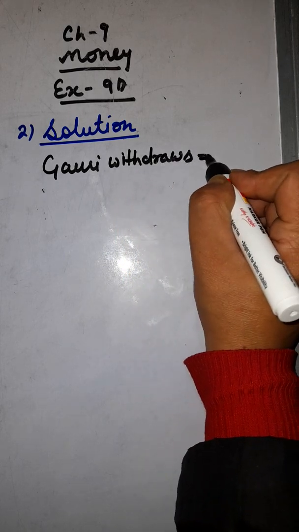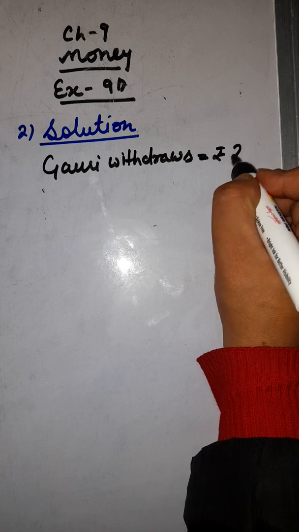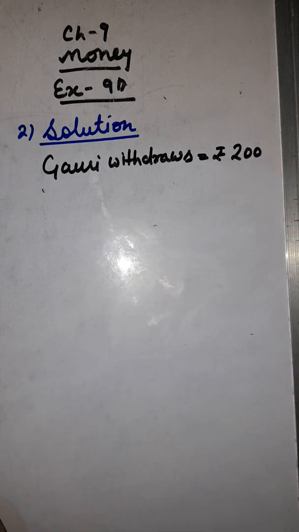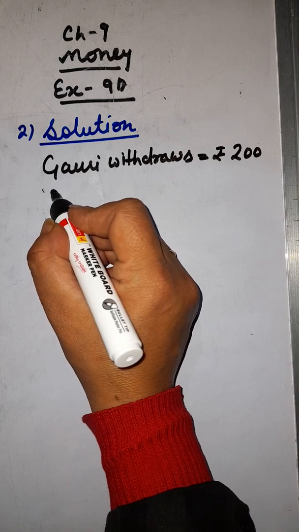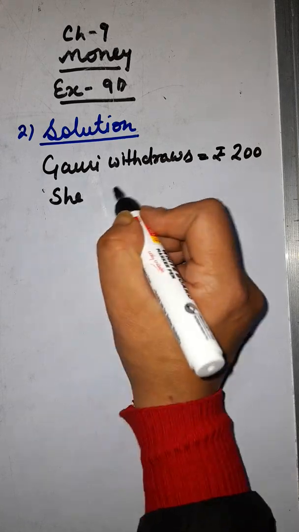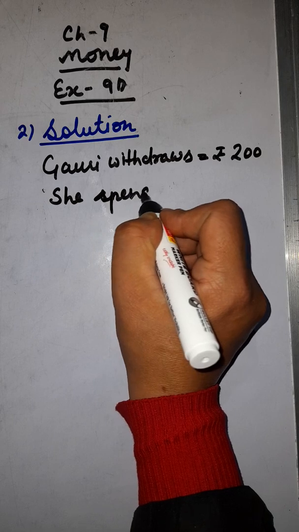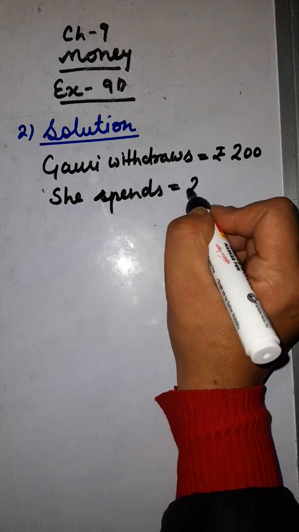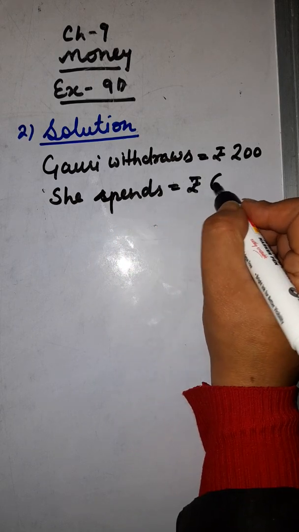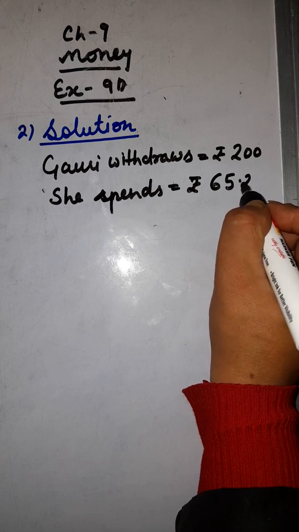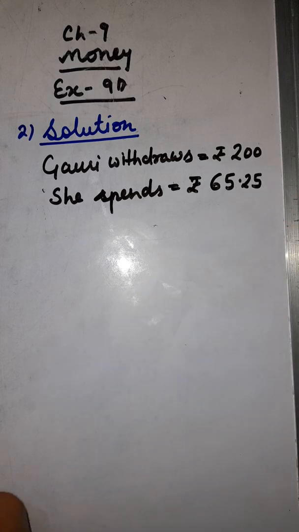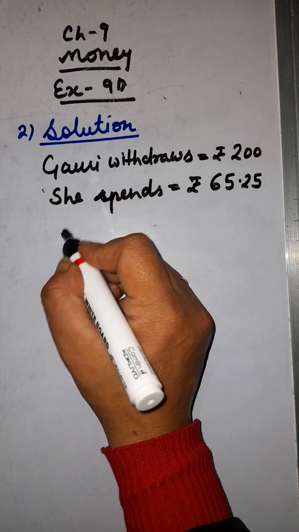Withdraws is equal to rupees 200. She spends. Next statement we'll write, she spends is equal to rupees 65 and 25 paise.